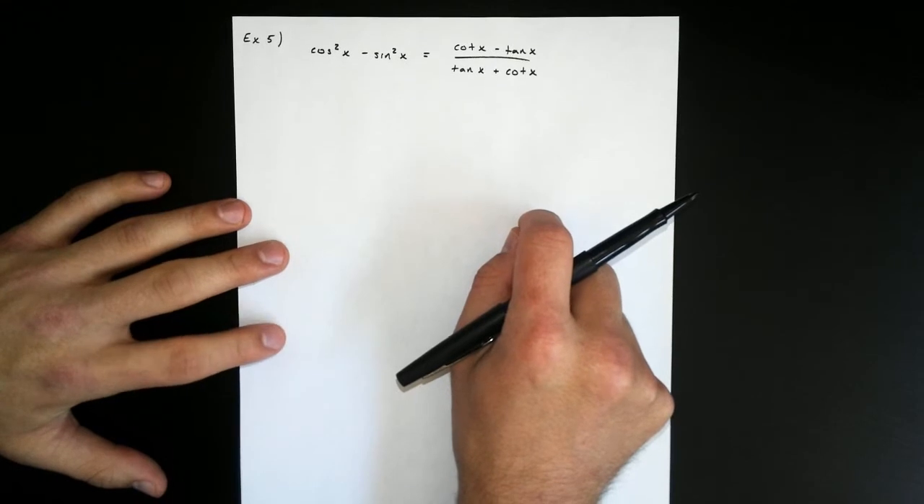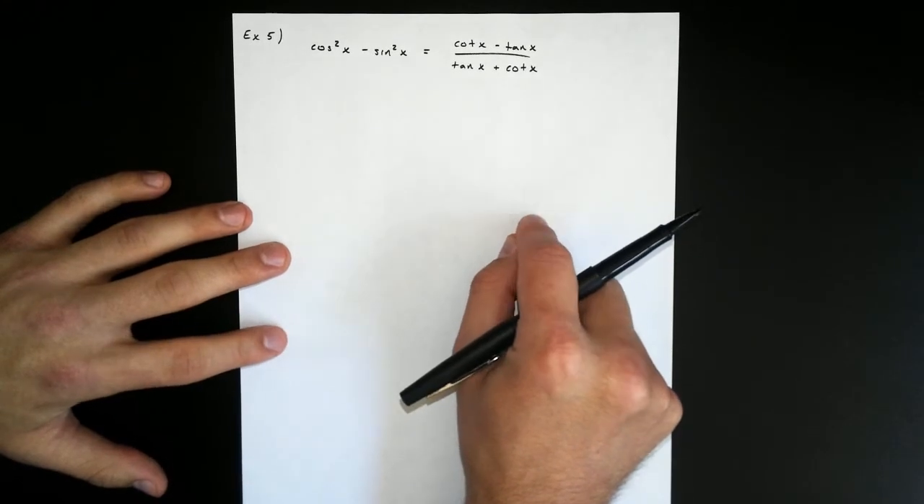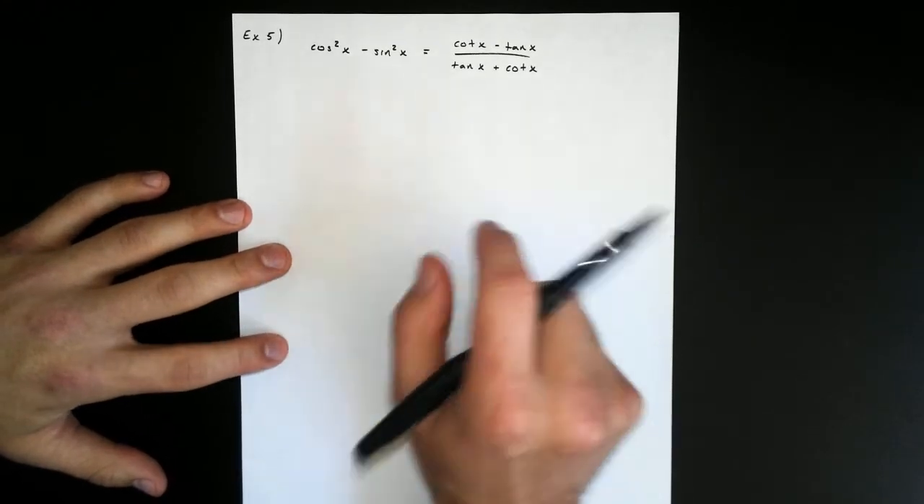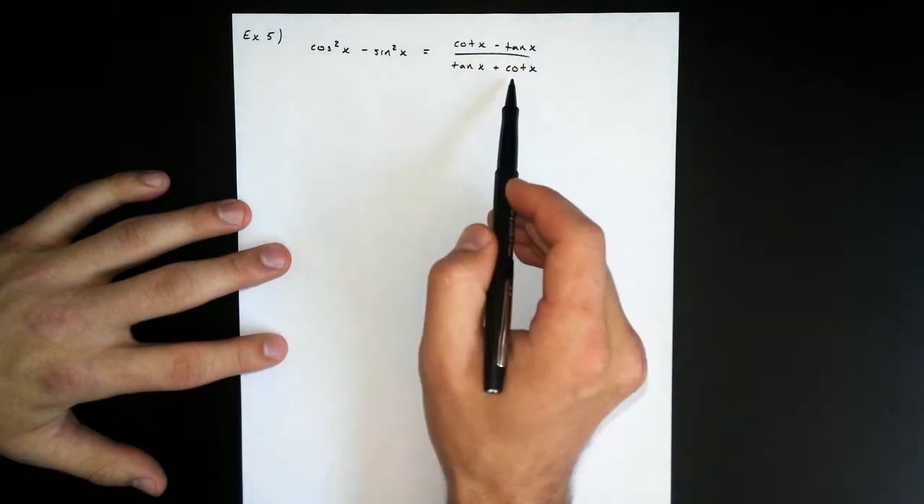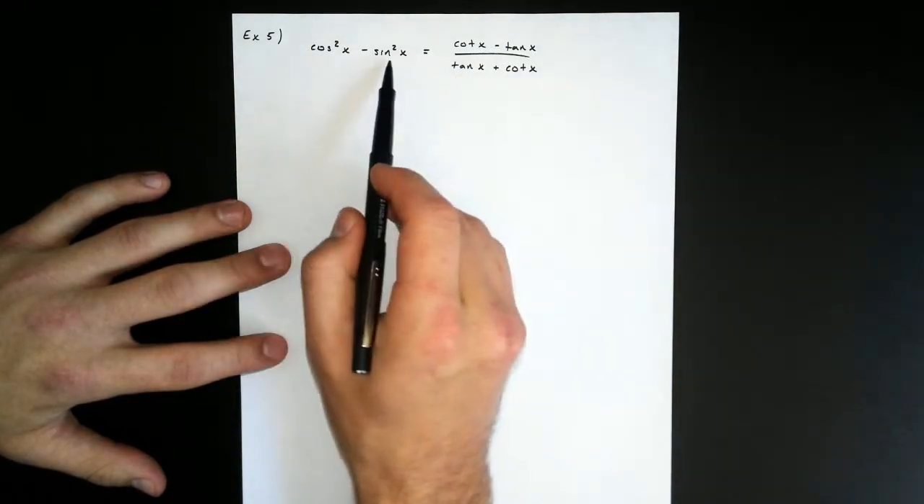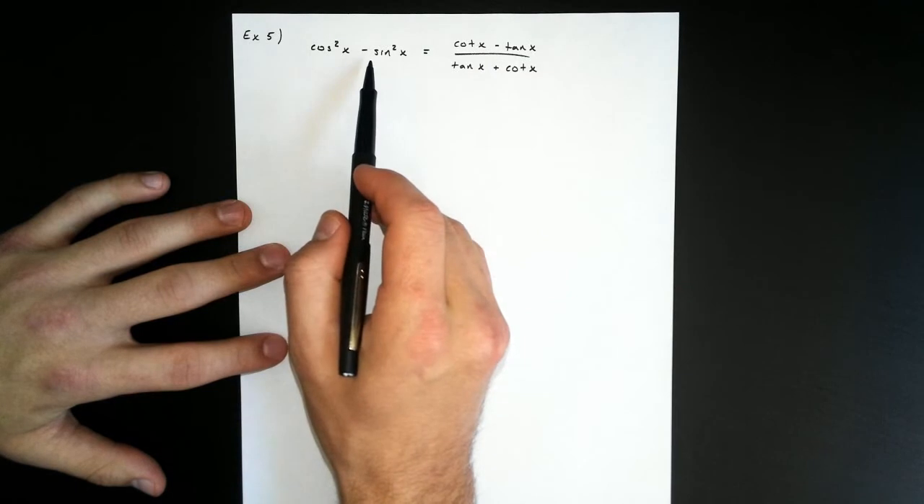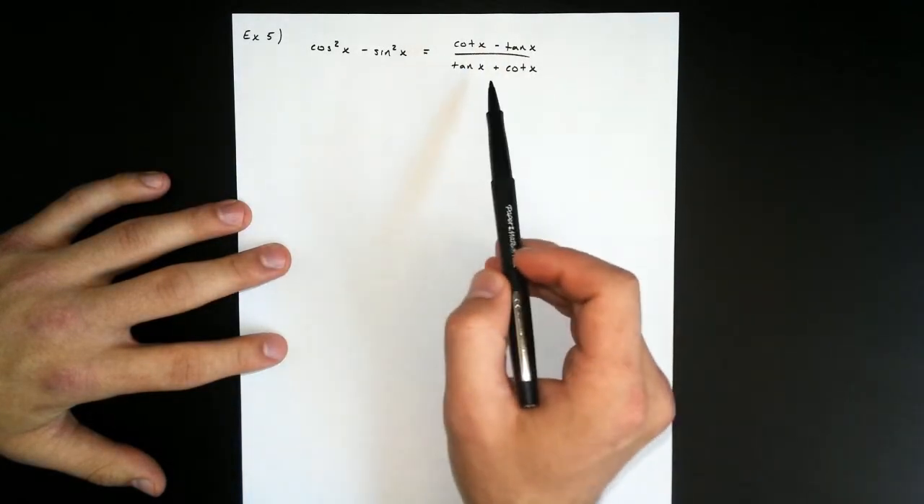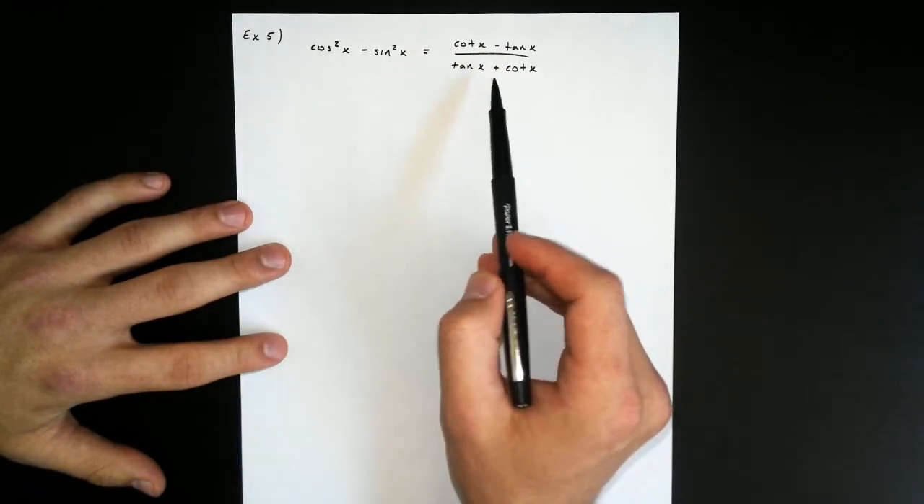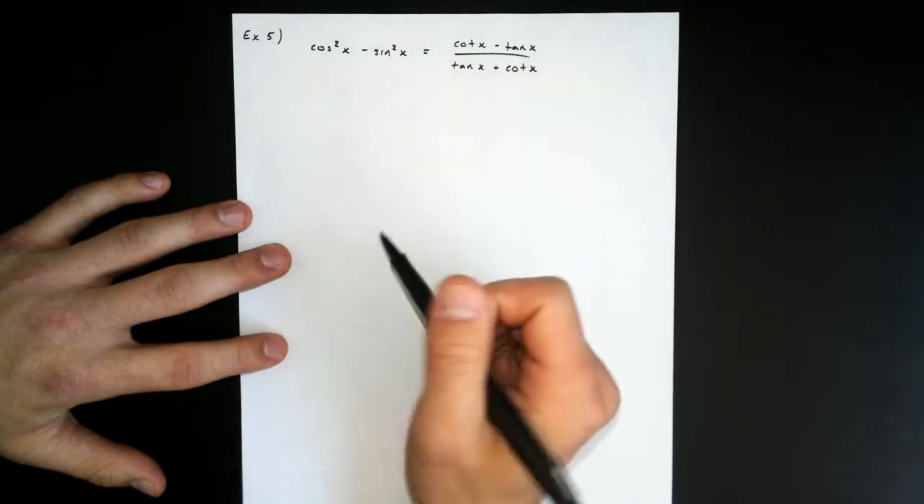So, as usual, one of the good strategies is to work with the more complicated side, which is going to be the fraction in this case, especially because my left-hand side here is just sines and cosines. So let's see if we can take this right-hand side and transform it into an expression that matches the left-hand side.